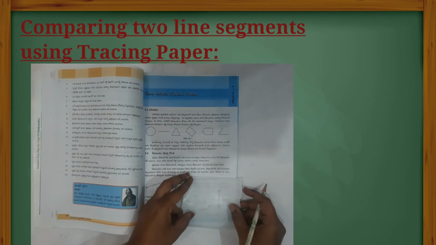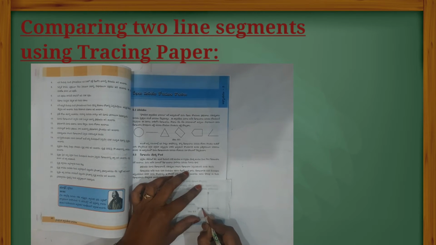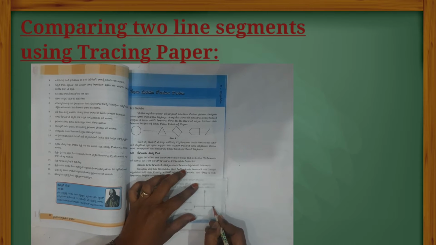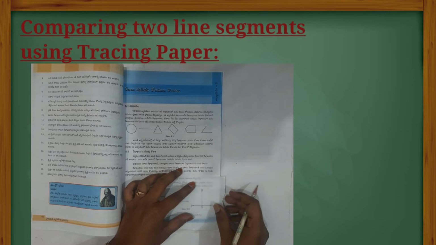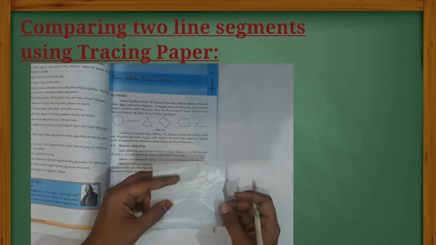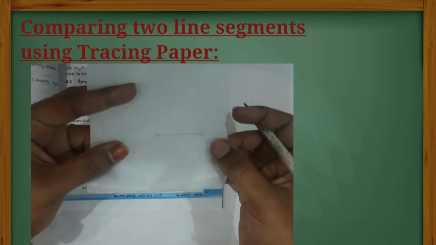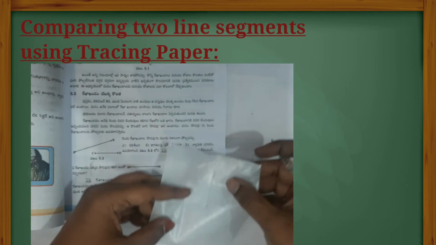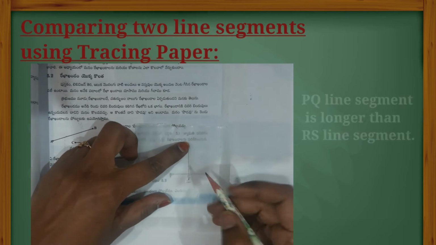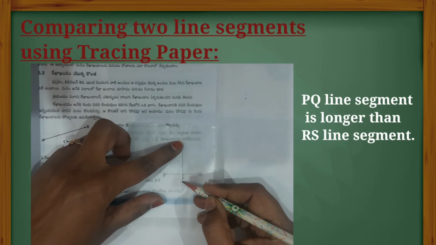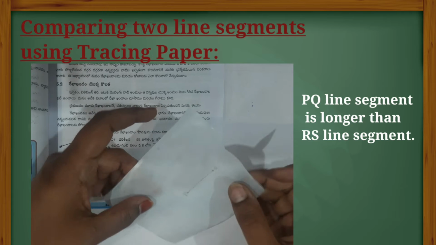See here, I have taken a tracing paper and I am using it to trace the line segment PQ. Now, I will put this traced PQ line on the RS line segment and compare. See, clearly we can identify that the PQ line segment is longer than the RS line segment. Did you understand, students?